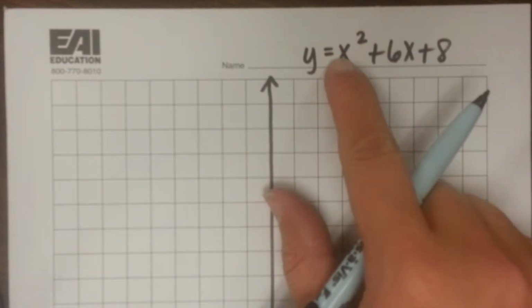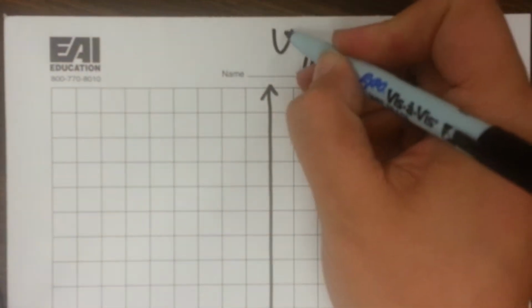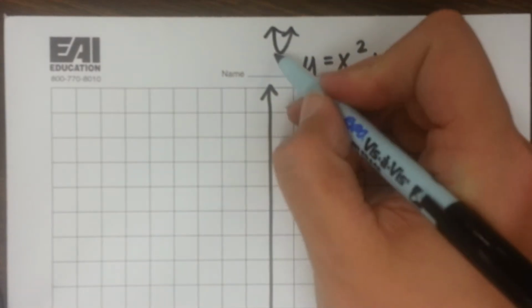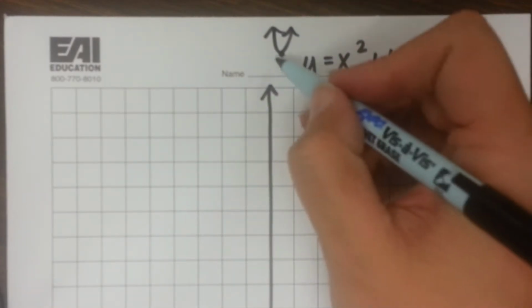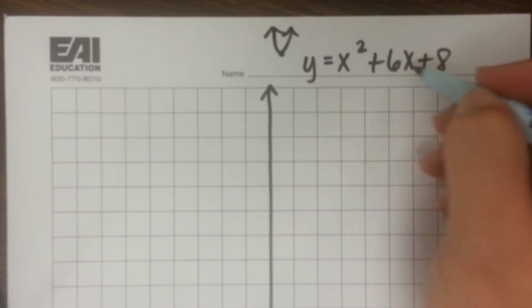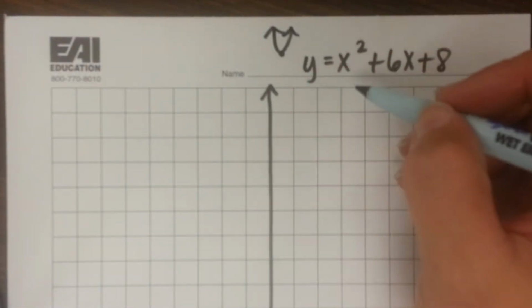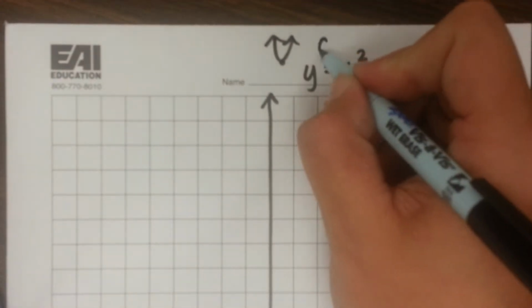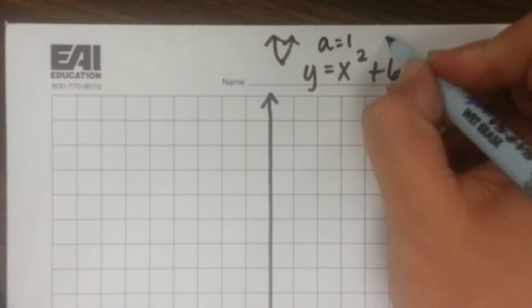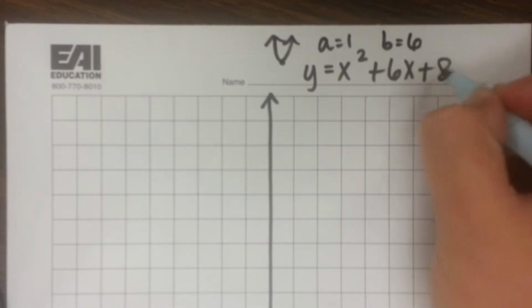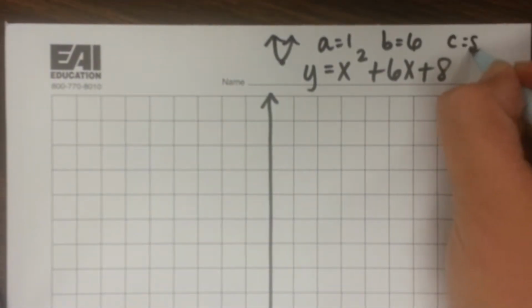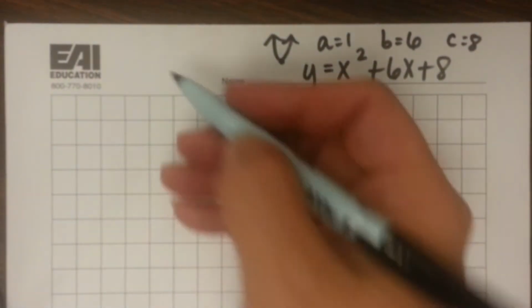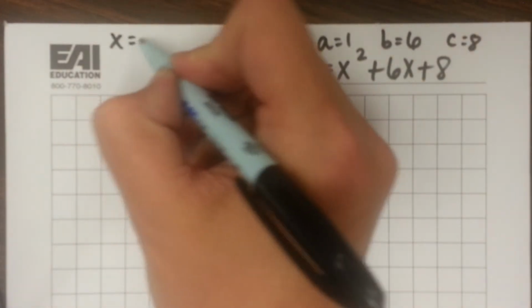One of the most important is looking at the x squared term. If this is positive, then our parabola is going to be facing upwards, which means it's going to have a minimum point, a minimum vertex point. I can also identify where my axis of symmetry is going to be. So before I start, my a is 1, my b is 6, and c is 8.